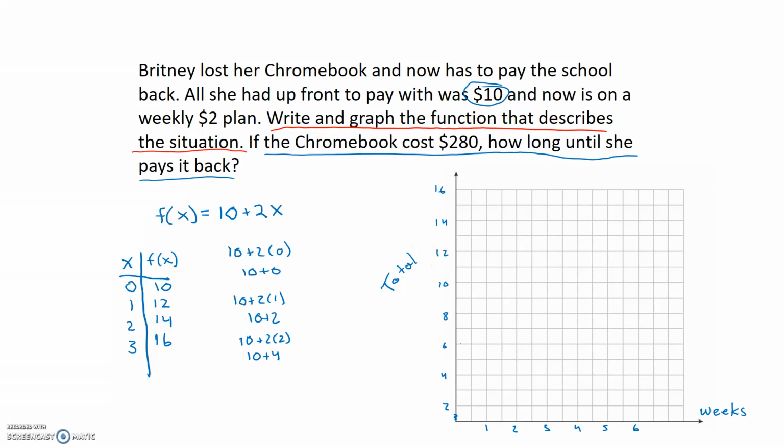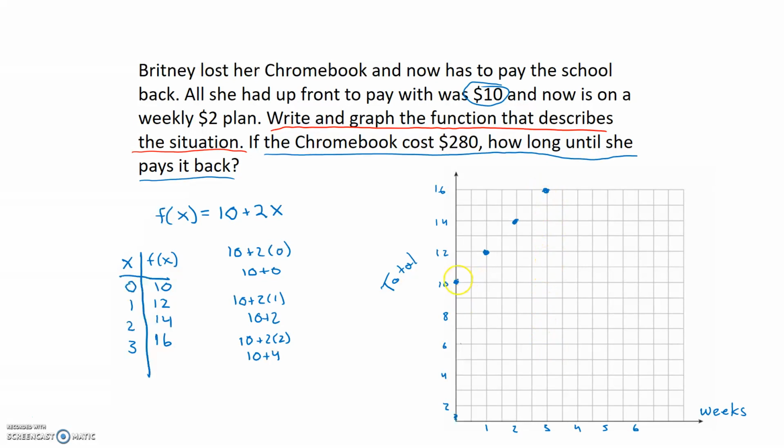Now what I want to do is graph it, of course. I still haven't done that. So 0 to 10, I'm going to stay at 0 here, jump all the way up to 10. Okay, I'm going to do 1 comma 12. So I stay here at 1 and I go all the way to 12. Next one should be 2 and 14. So we go to 2 and then I scoot up all the way to 14. The last one's going to be 3 and I move all the way up to 16.